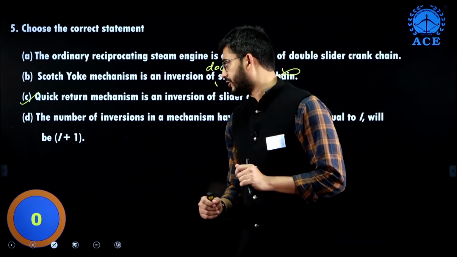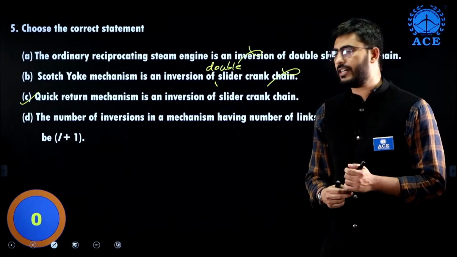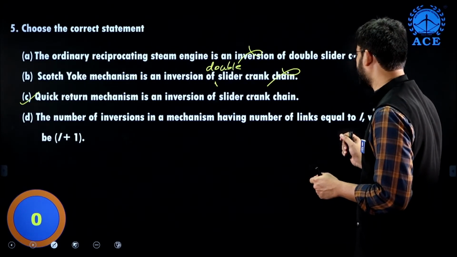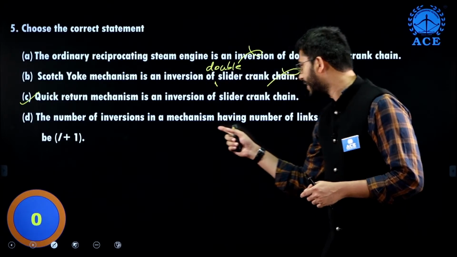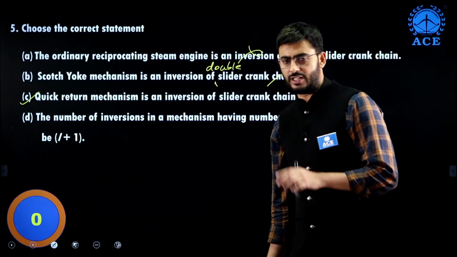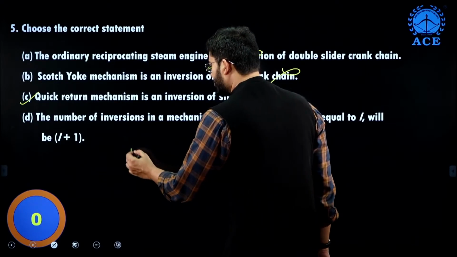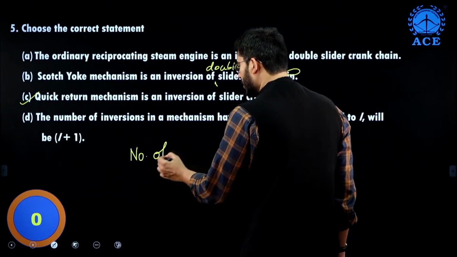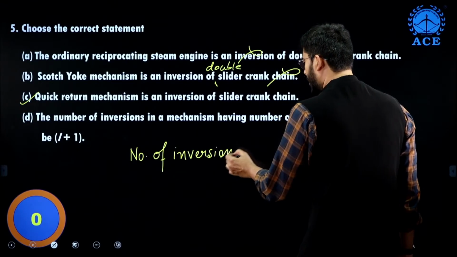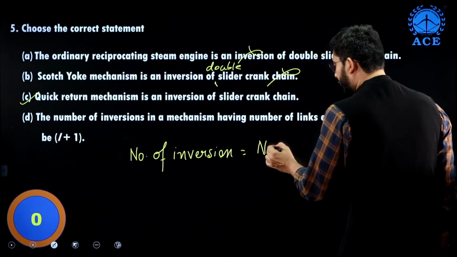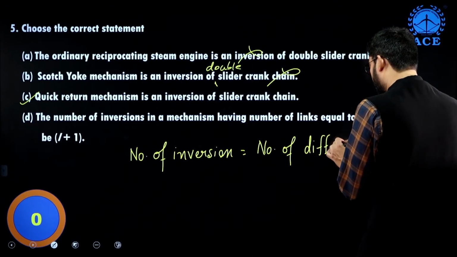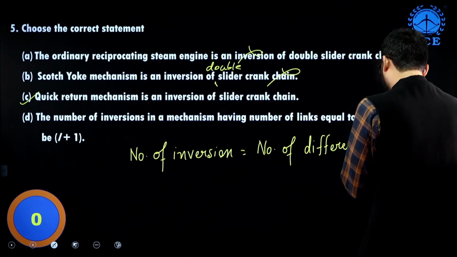All these three are inversions. And option D says that the number of inversions in a mechanism having number of links equal to L will be L plus 1. Number of inversions is equal to the number of different links. Please do remember, it is not the exact number of links, it is the number of different links.